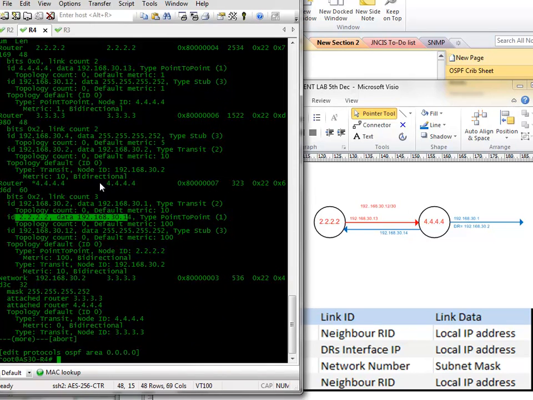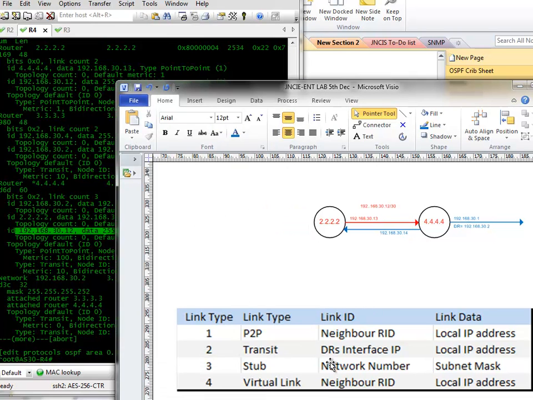So what else do we see here? We see a stub. Now if you remember a stub from before, it uses the network, it describes the network number and the subnet mask in effect. So we've got stub, network number, subnet mask. So 4.4.4.4 is described exactly the same but in the other direction.